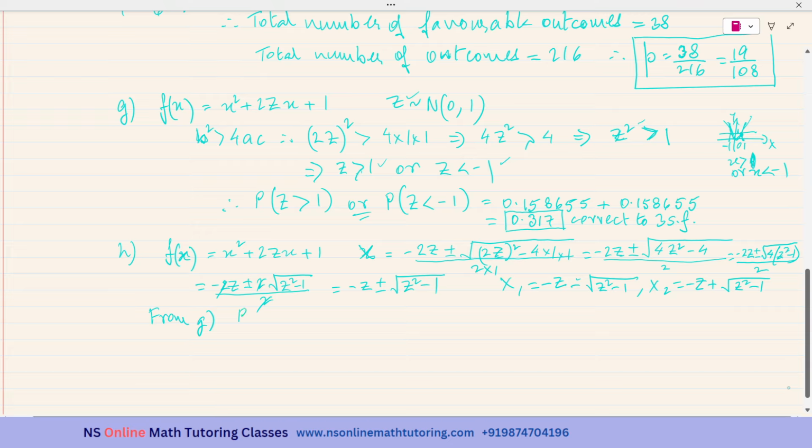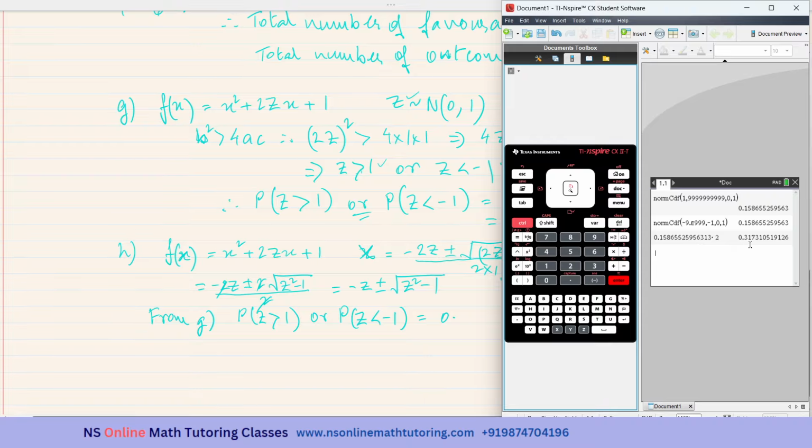P of z greater than 1 or P of z less than negative 1 is equal to, I have to get more number of digits. I have written only 0.317, but let me check. It was 0.317 and 3105 I am taking. Okay. After 317, it is 3105.